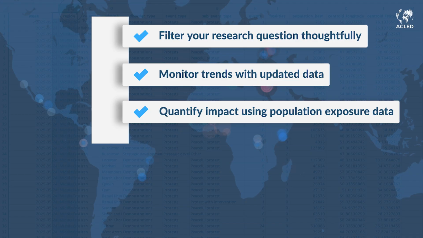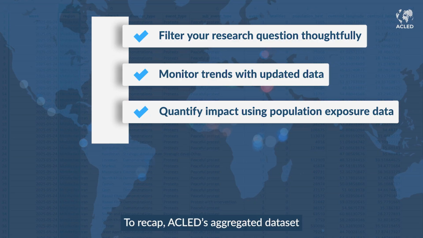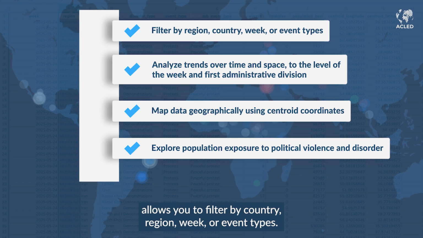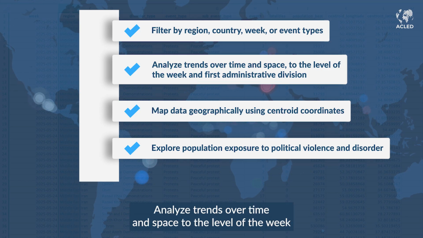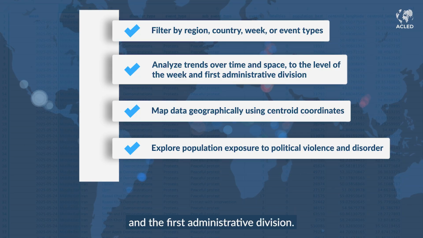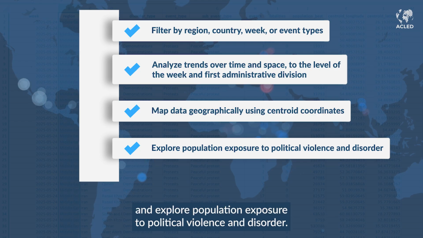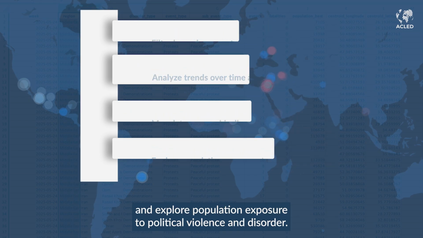To recap, ACLED's aggregated dataset allows you to filter by country, region, week, or event types, analyze trends over time and space to the level of the week and the first administrative division, map data geographically using centroid coordinates, and explore population exposure to political violence and disorder.